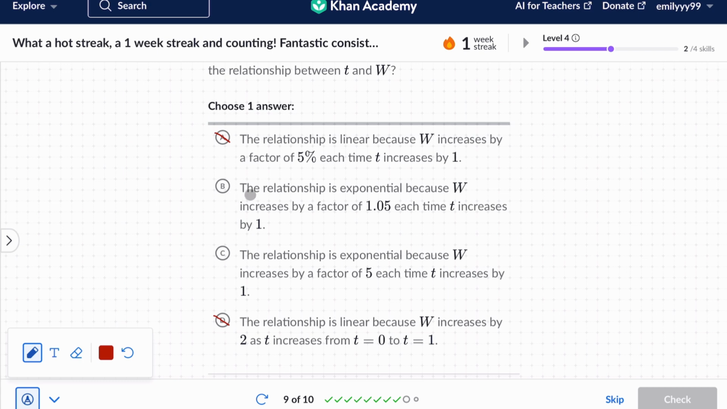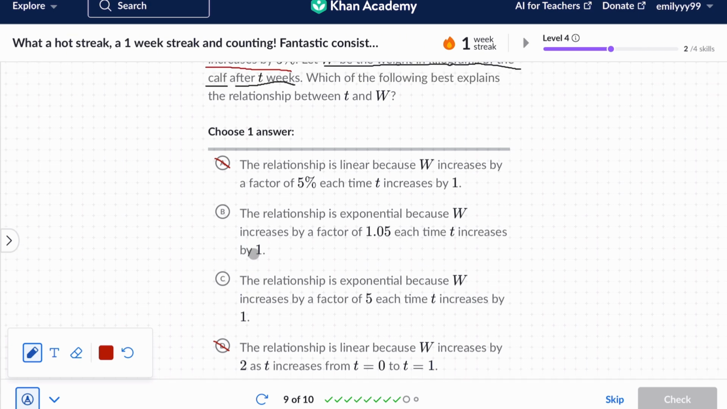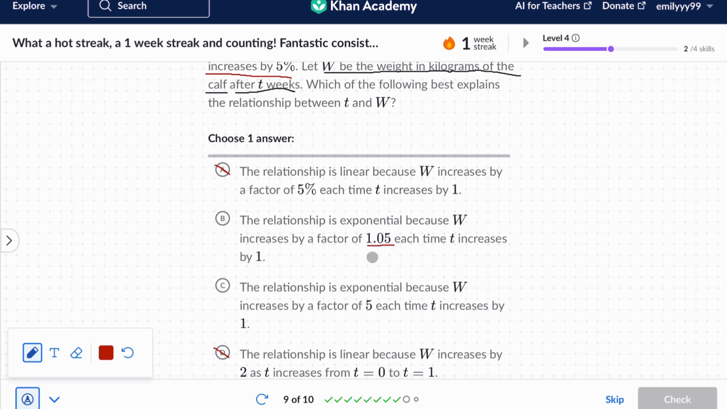B says the relationship is exponential because W increases by a factor of 1.05 each time T increases by 1. That is correct because 1.05 is the equivalent of saying increases by 5%. It's basically the same thing as multiplying by 0.05, and then adding the original number to what you got. Multiplying by 1.05 gives you the sum of the initial weight and the amount of weight it gained over that 1 week period.